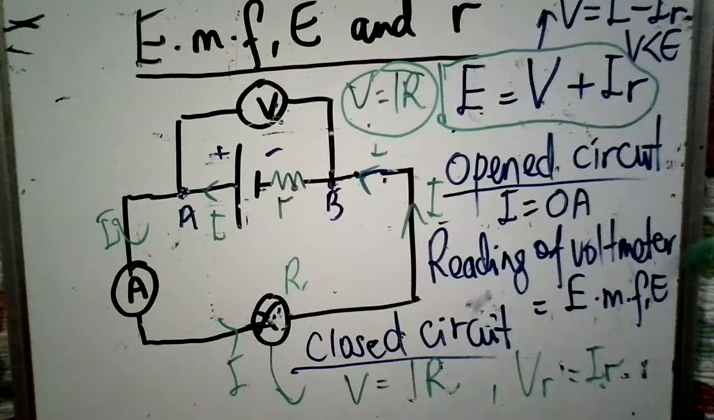So this one is about the concept of EMF and internal resistance. You need to know the definition of electromotive force, meaning work done to transfer 1 coulomb of charge around the whole circuit. And then the internal resistance is the resistance of the battery due to electrodes and electrolyte.